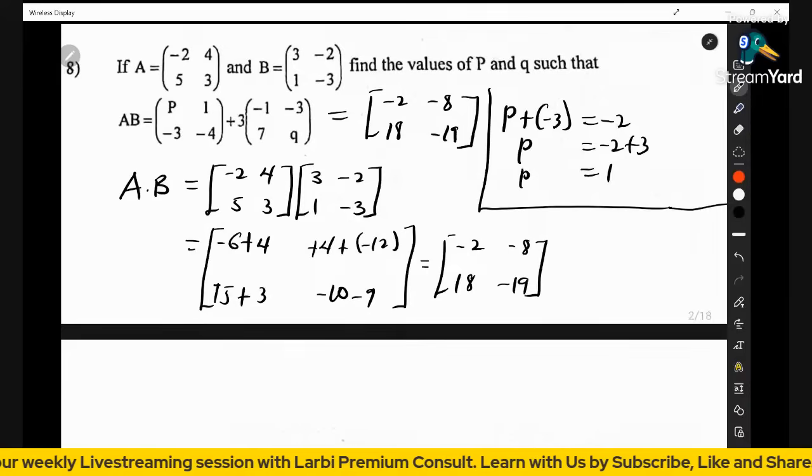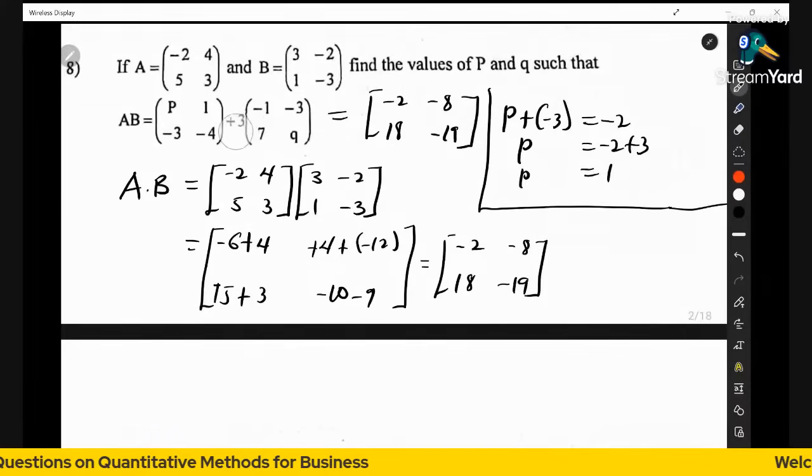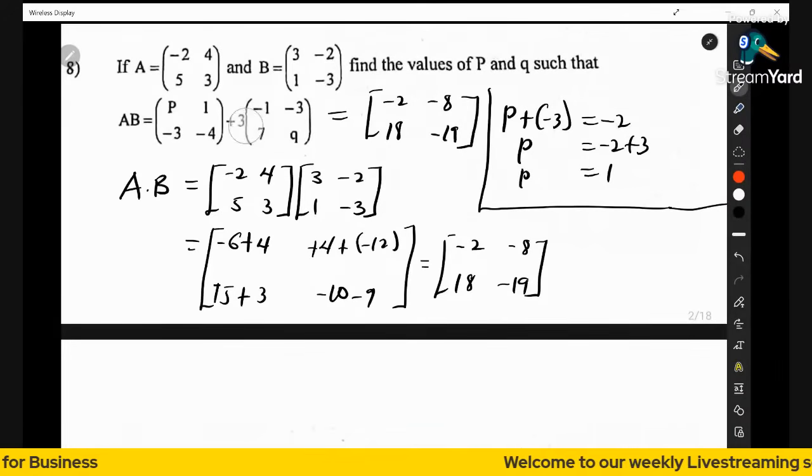So P is equal to 1. And then we come back to the Q. Looking at this entry, we can compare Q to that of 19 and that of 4 here. But remember the 3 is a scalar multiplication, so that should multiply all the entries in this matrix. So you don't forget that.